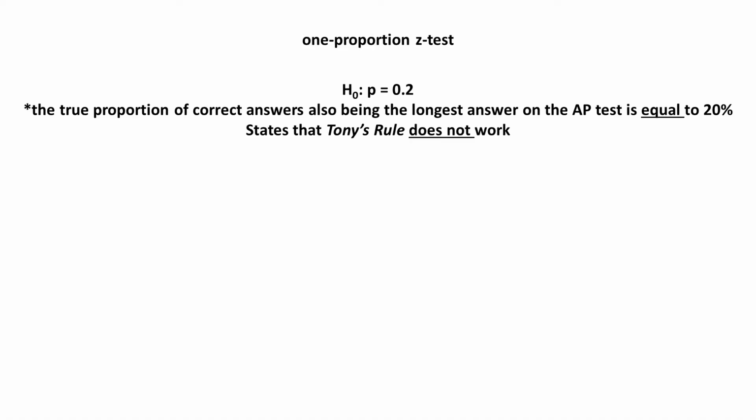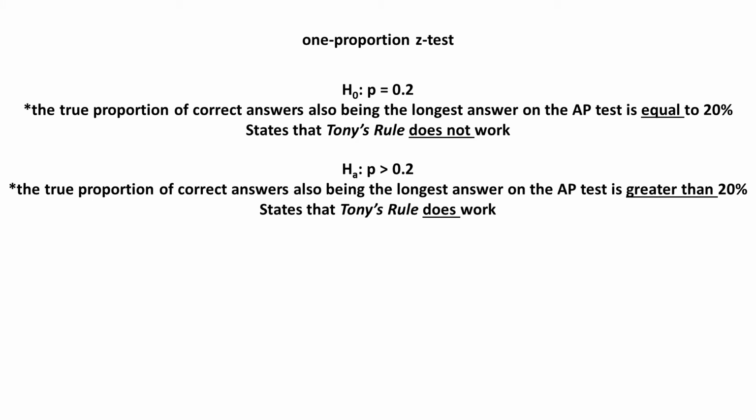So our null hypothesis was that the true proportion of correct answers also being the longest answer on the AP test is equal to 20%. And our alternative hypothesis was that the true proportion of correct answers also being the longest answer is greater than 20%.